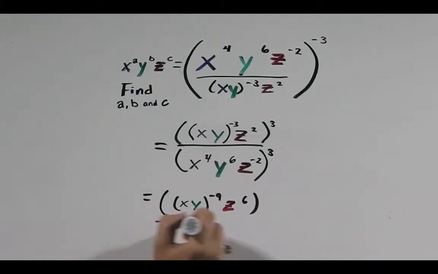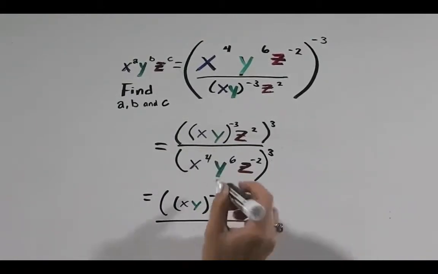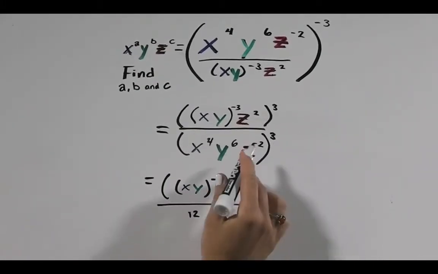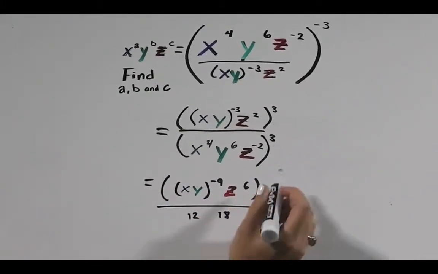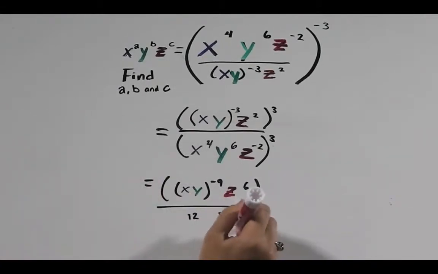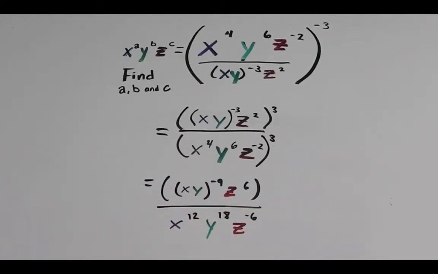And that is all over. So we distribute the 3 into these exponents as well. 3 times 4 is 12. 3 times 6 is 18. And 3 times -2 is -6. Z to the power of -6. X to the power of 12. Y to the power of 18.